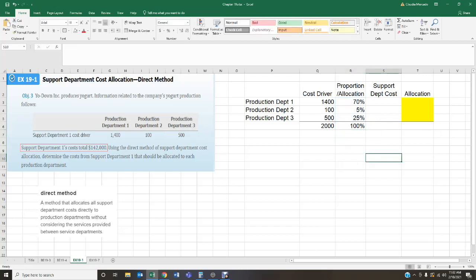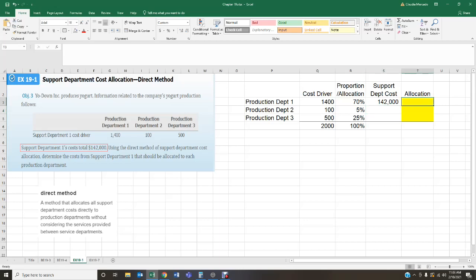Of 100%, okay? So, because we are allocating a higher percentage to department 1, the allocation is going to be higher. So 70% of my cost is going to be allocated to department 1, 5% to department 2, and 25% to department 3. So what are we allocating? We are allocating the cost of the support department. And the cost that we are allocating is $142,000. That was given to you. So the question is, how am I going to split or break that down into the three departments? I'm going to break that down based on my allocation.